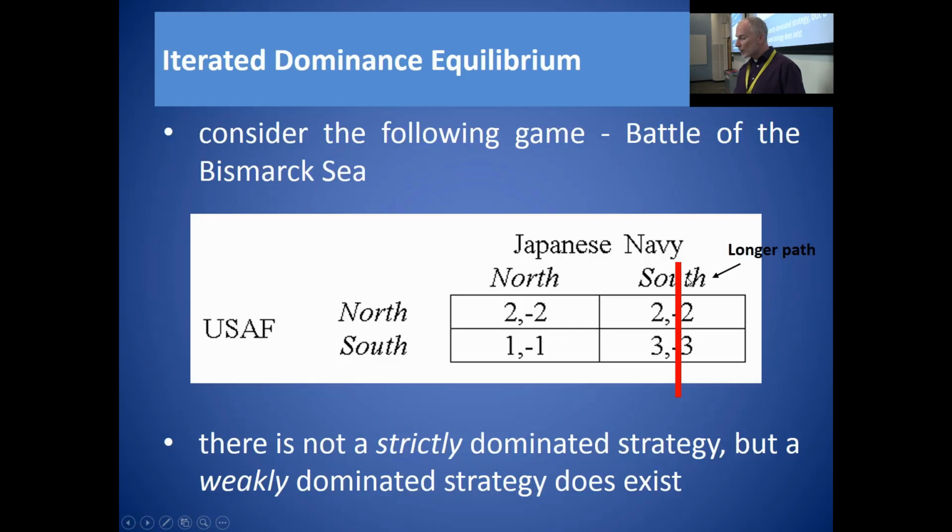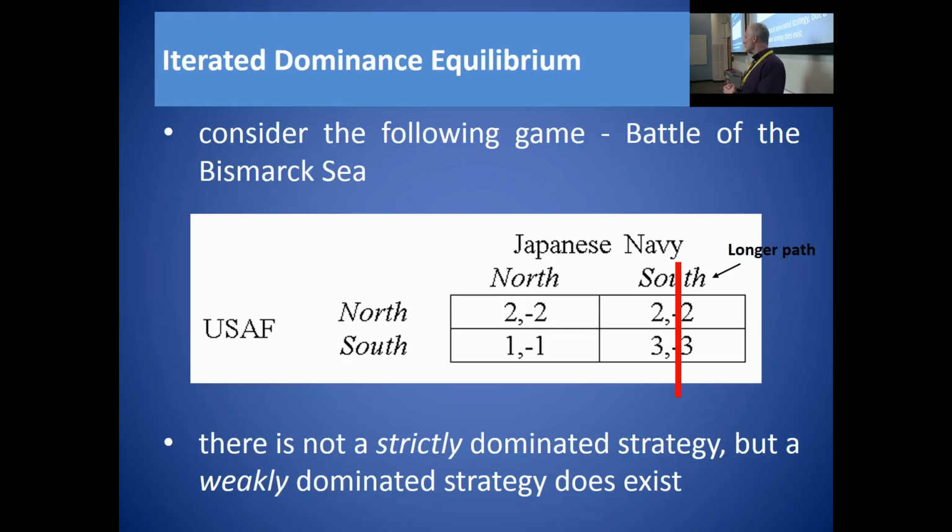South is weakly dominated by north. So we're not saying that south always gives a higher payoff. We are saying that north never gives a lower payoff. Slightly different, subtly different. So it gives a higher payoff when the US Air Force goes north, but it gives exactly the same payoff when the US Air Force goes to the south. So in this sense, we say it is not a strictly dominated strategy, but rather it's a weakly dominated strategy.